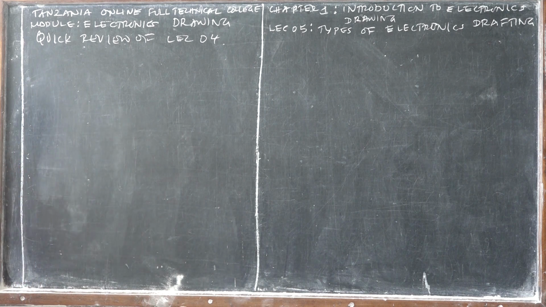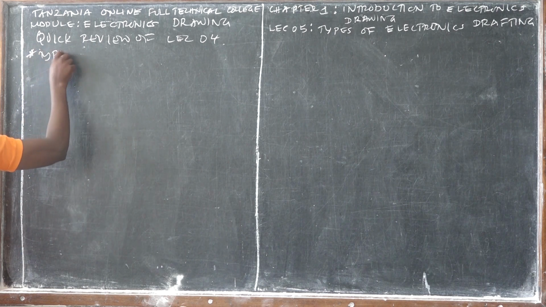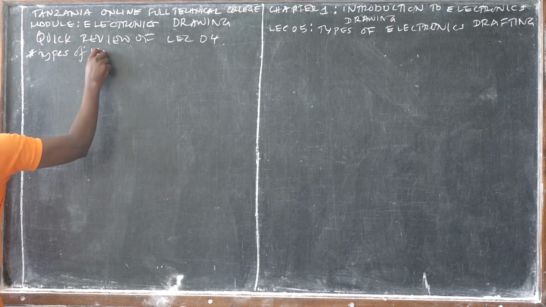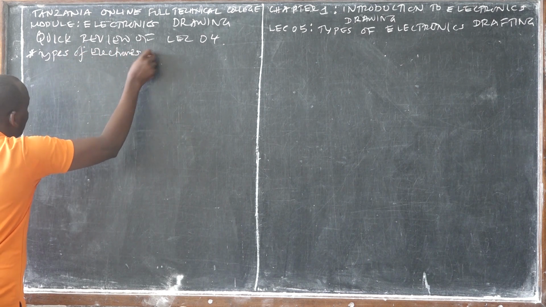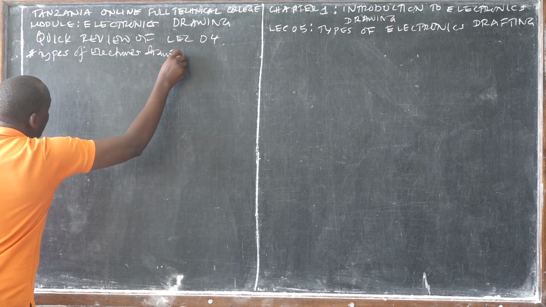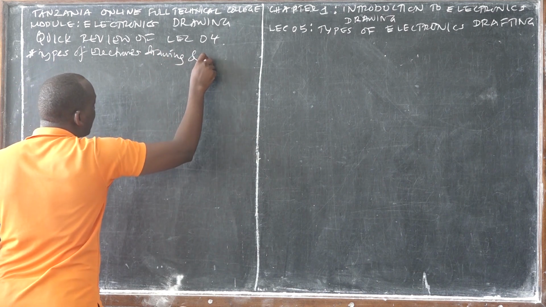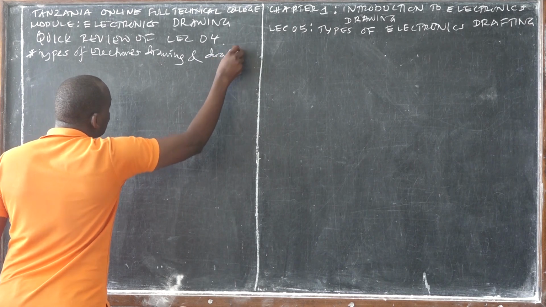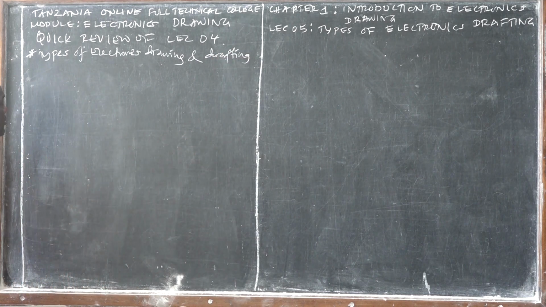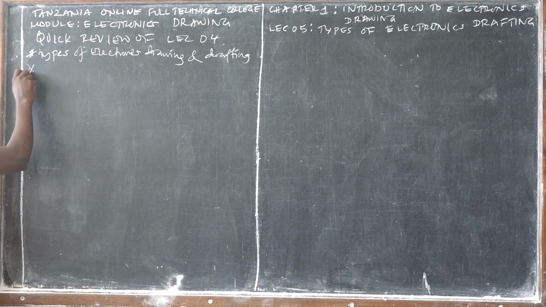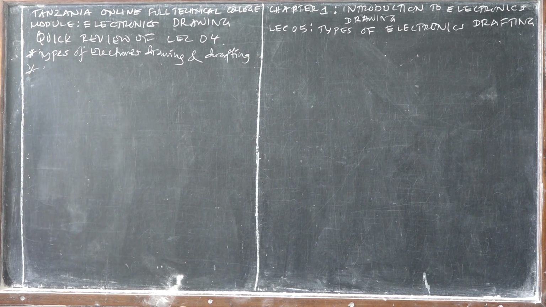In lecture 4 of electronics drawing, the title of the lecture was types of electronics drawing, or electronics drafting. There are different types of electronics drawing that we have in electronics, but we discuss some of them.